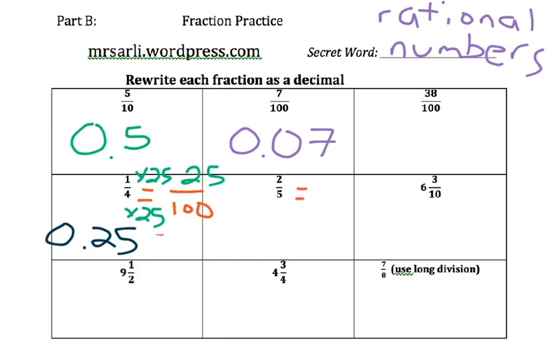For this one, you're going to have to change it to tenths, just kind of a hint to help you figure it out. For 6 and 3/10ths, that's pretty much already a decimal. You just have to rewrite it. So the 6 is in the ones place, and then 3/10ths, we have to put a 3 in the tenths place.